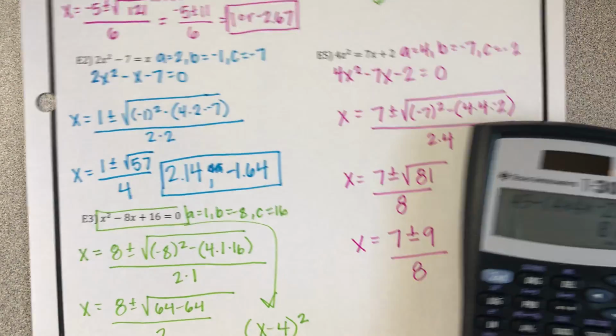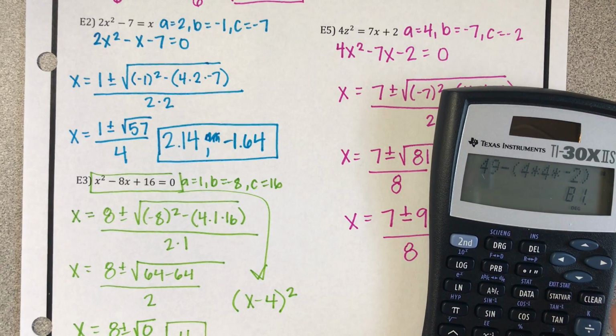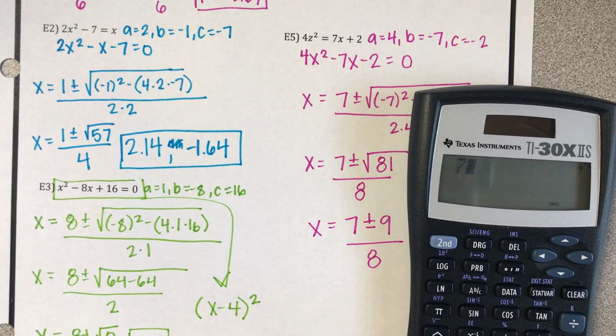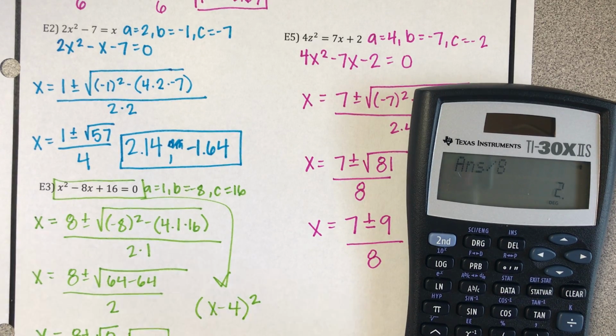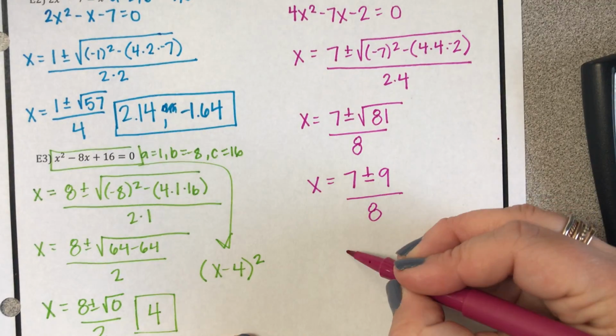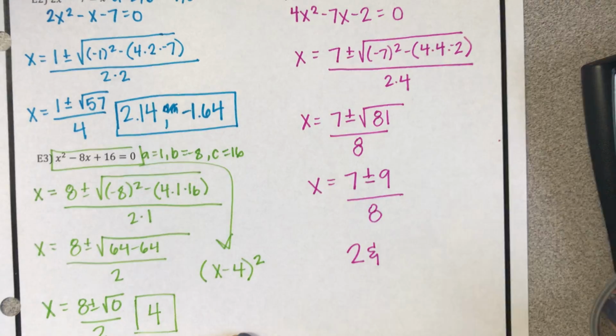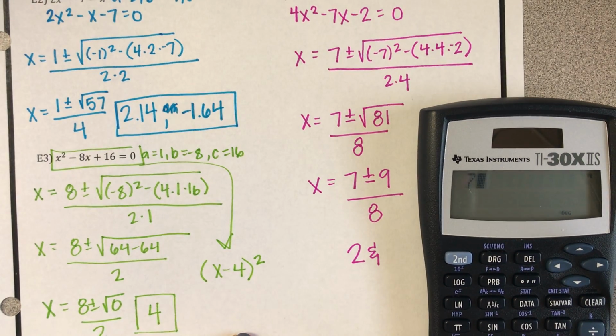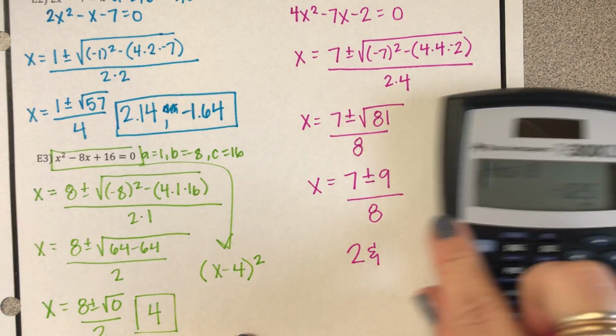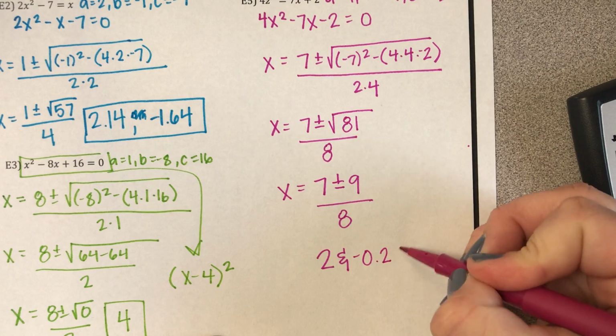So, let me see this. 7 plus 9 is 16, divided by 8 is 2. Okay, and then 7 minus 9 is negative 2, divided by 8 is negative 0.25.